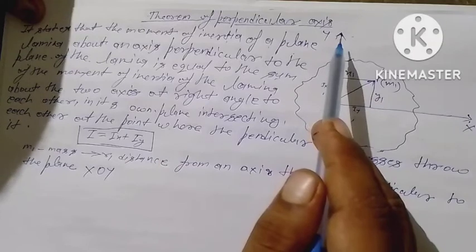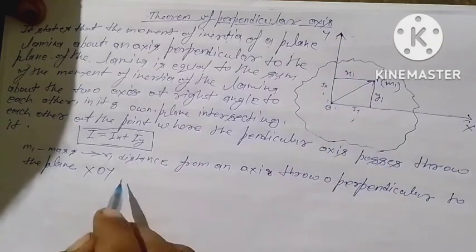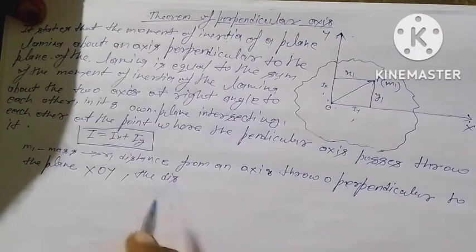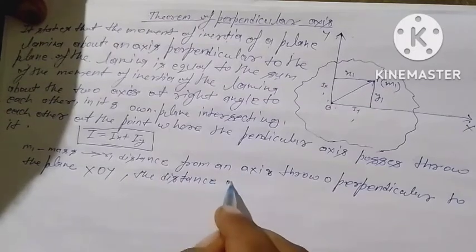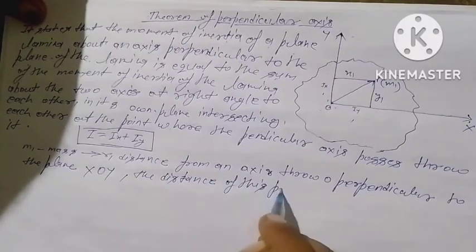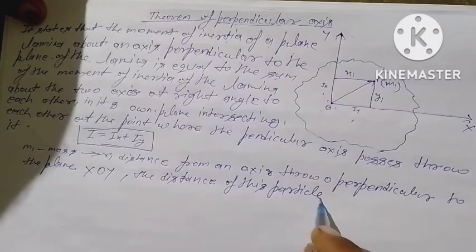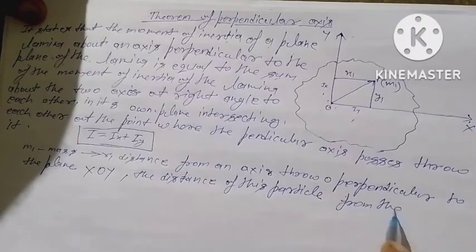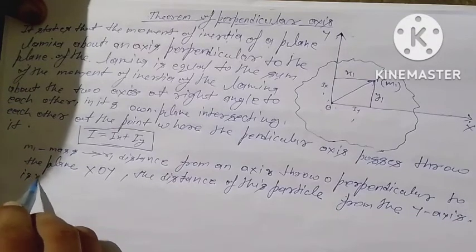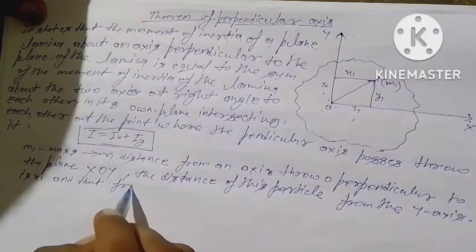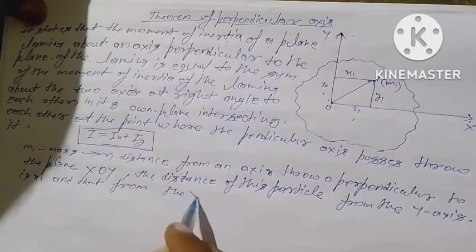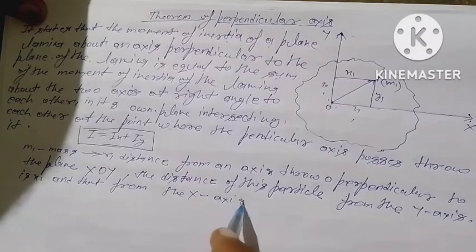Okay? The distance of this particle from the y-axis is x1 and that from the x-axis is y1. Okay?